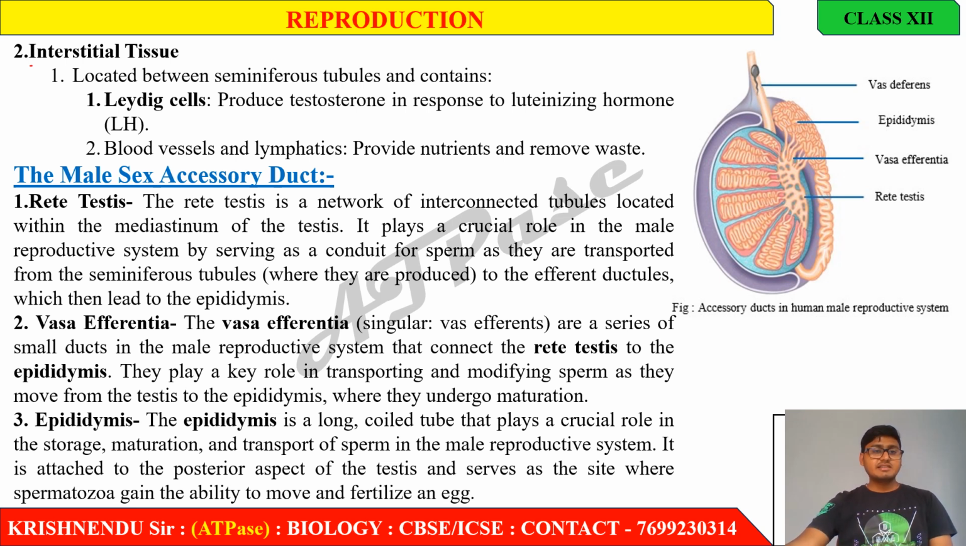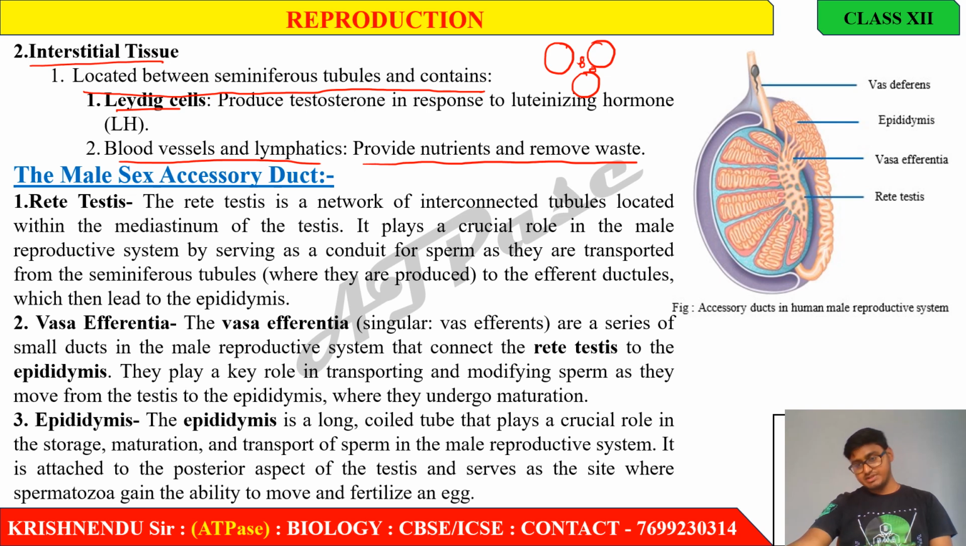Okay, the next ultrastructure is interstitial tissue. What is interstitial tissue? It is located between the seminiferous tubules and contains Leydig cells. In the previous picture, the seminiferous tubules looked like this. Between the seminiferous tubules, there are so many Leydig cells present. This Leydig cell actually secretes testosterone. Blood vessels and lymphatics provide nutrients and remove waste. These are known as interstitial tissue.